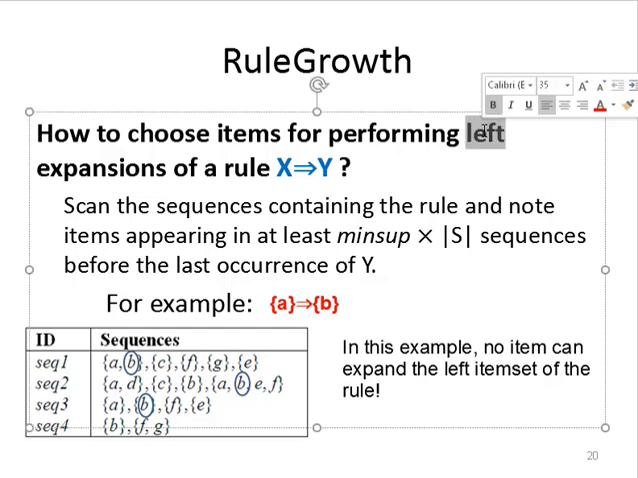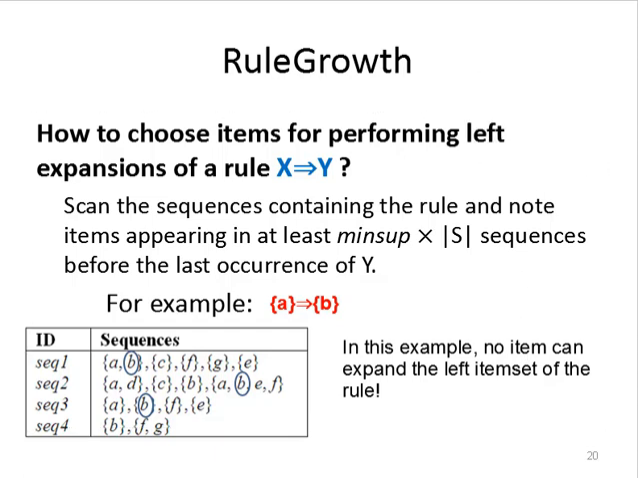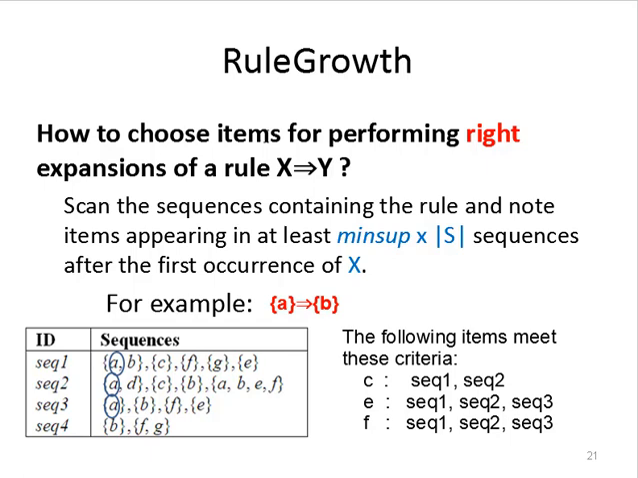Now I talked to you about the left, so I will talk to you about the right. How to choose the item to perform the right expansion of a rule? It is very similar. We scan the sequences that contain the rule and note the items that appear in at least minimum support multiplied by the size of the database after the first occurrence of the left itemset X. So if we have a rule like A followed by B, we want to know the items we can add to the right side of the rule.